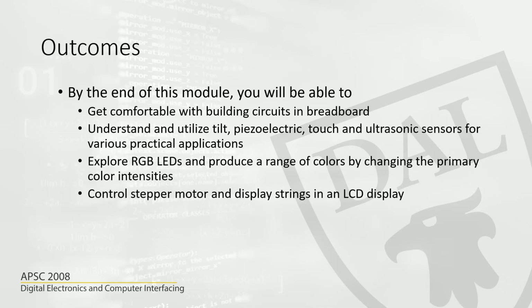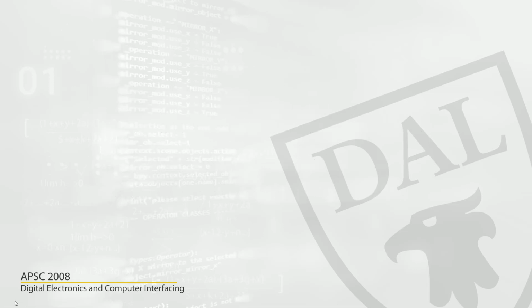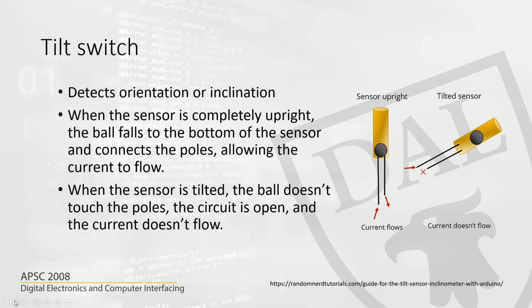Likewise, we will be exploring the RGB LED and we will try to produce any color in this spectrum, and we will see how that works. Then we will try to control a stepper motor and display some strings in an LCD. And let's get started with the tilt switch, or a tilt sensor.